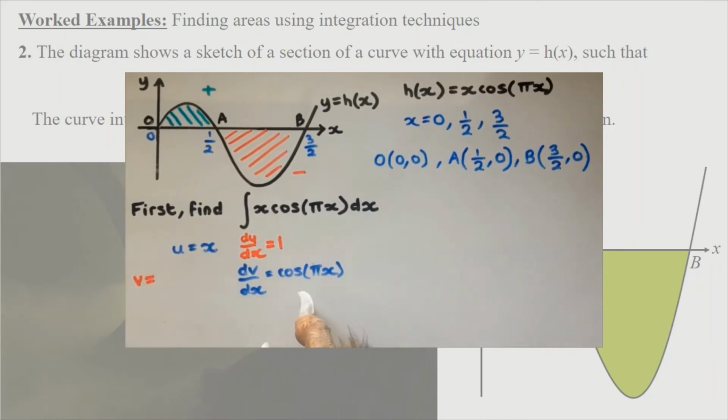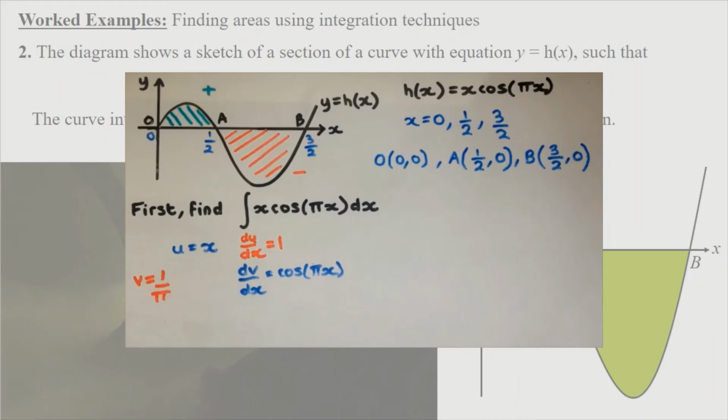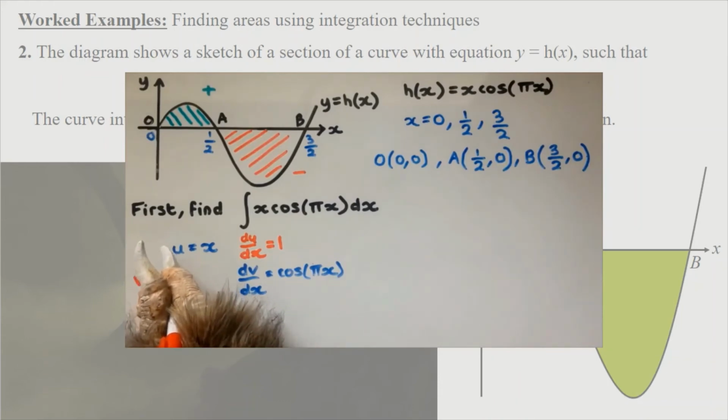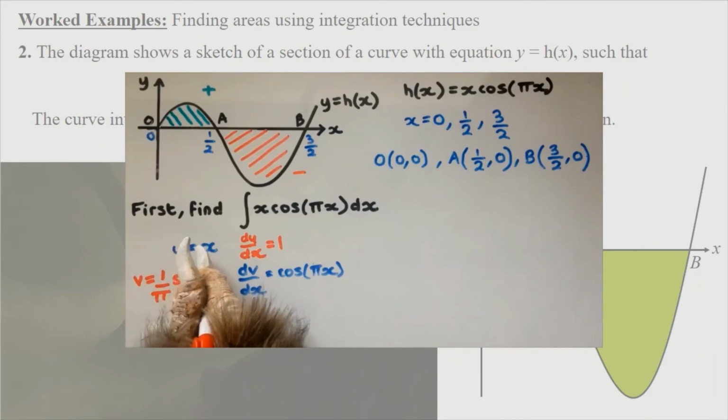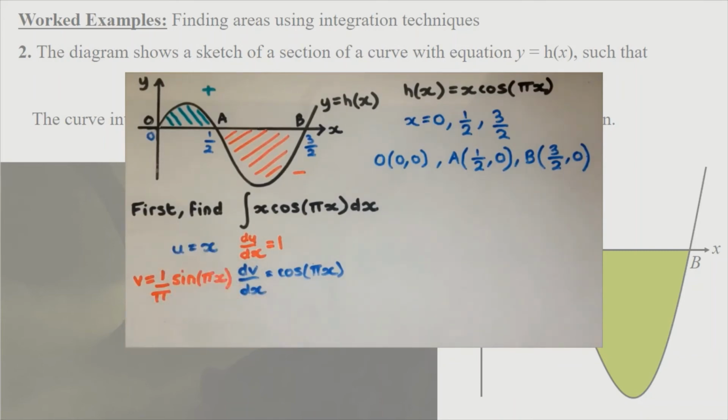And this is a standard result for v. Remember, if you integrate cosine, you get sine, and because there is a constant inside the cosine function, that gets extracted out and reciprocated. So it's going to be 1 over pi. Remember, pi is just a number, a constant. Sine of pi x. Close the bracket. So we have all the ingredients now. Let's partition this and carry out the integration.